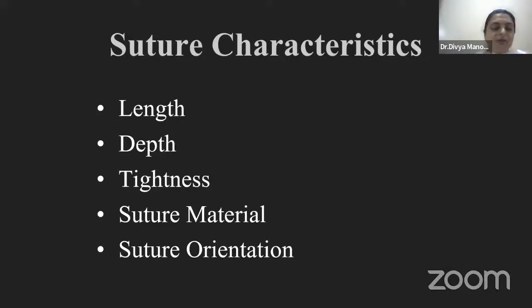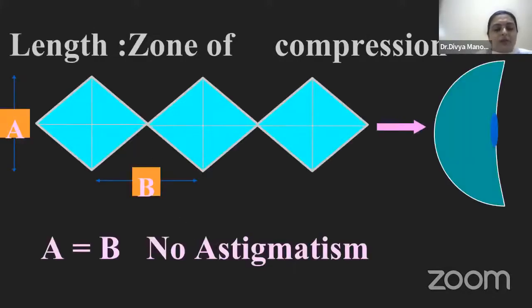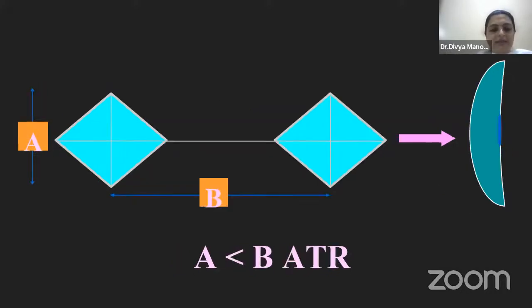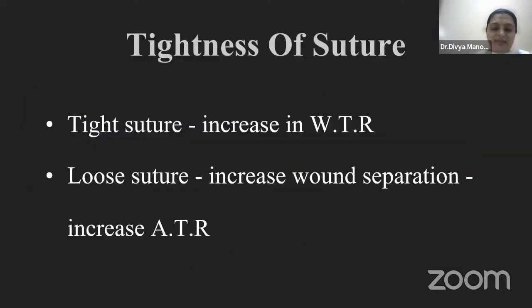When it comes to sutures, we very rarely apply sutures for any SICS case, but when it is done, you have to make sure that you have adequate length and the depth is good. When your sutures are equally placed, same size and same distance, then you're not going to induce any astigmatism. Whereas when your length is more than the distance between the two sutures, you're going to induce with the rule astigmatism. And when the distance between the two sutures is widely placed, then you're definitely going to induce against the rule astigmatism.